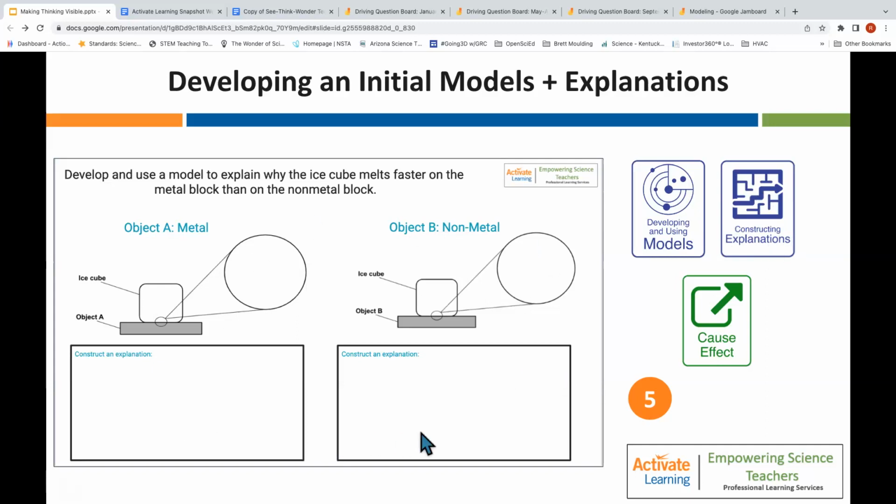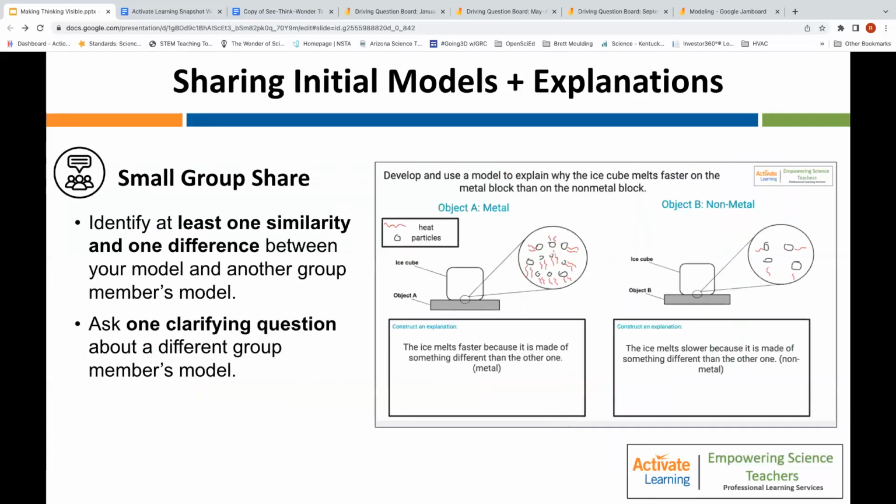So I gave them a structure and asked them, put your ideas on paper. What's going on in your mind? What is happening in the metal one at a microscopic level? Then same for B, and then write your initial explanations. So again, we're making thinking visible through writing and through drawing. And then once they have something on there, whether it's right or wrong, it doesn't matter. It's about learning because we're going to revise our ideas later on.